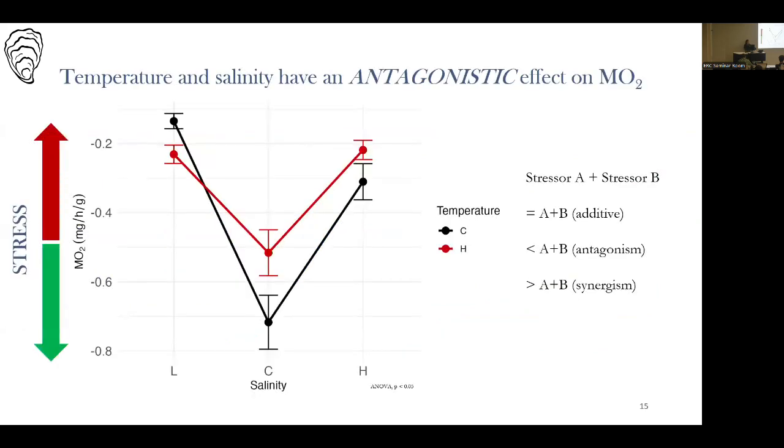So what does this mean when we look at the effect of temperature and salinity specifically, and we dive into that interaction a little bit more closely? We can see that there's an antagonistic effect where the primary driver of the decline in metabolic response is salinity, and the temperature is slightly declining the metabolic response, but not as much as the salinity is driving it.